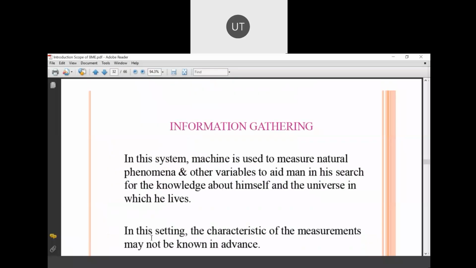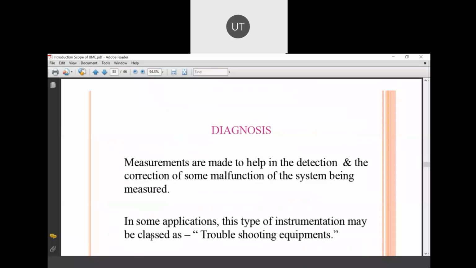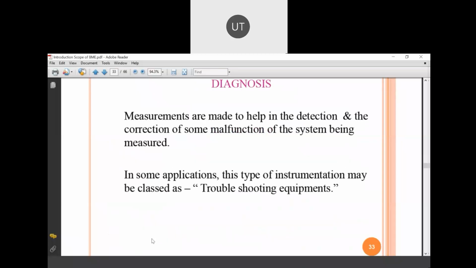Okay, now another thing is the area called information gathering, where we take all the variables and take measurements on those variables. Another area is diagnosis. We can do diagnosis of the instrument itself, whether it is functioning properly or not.